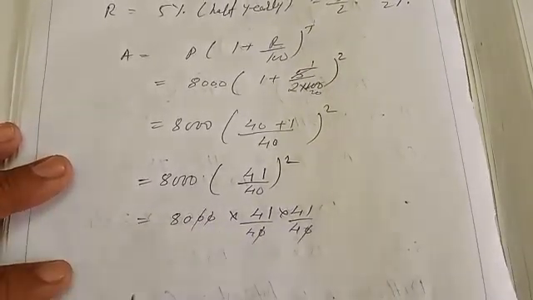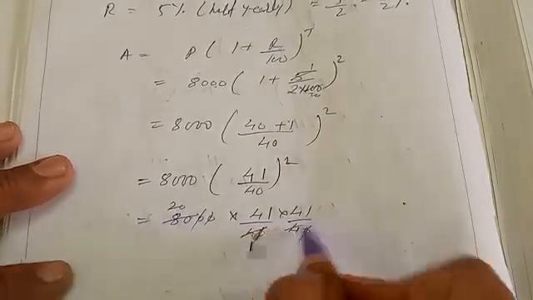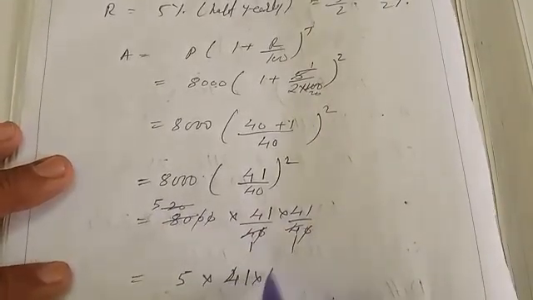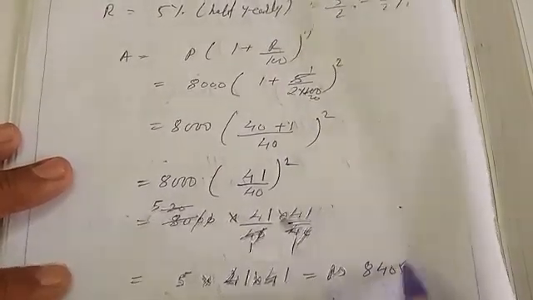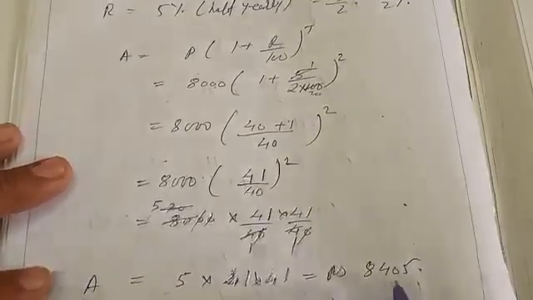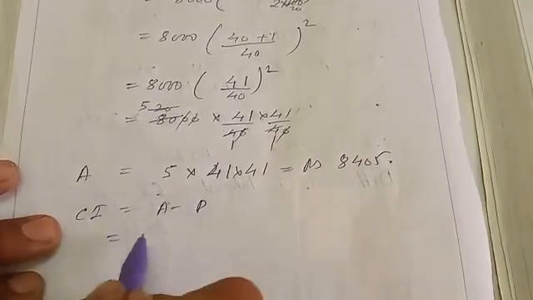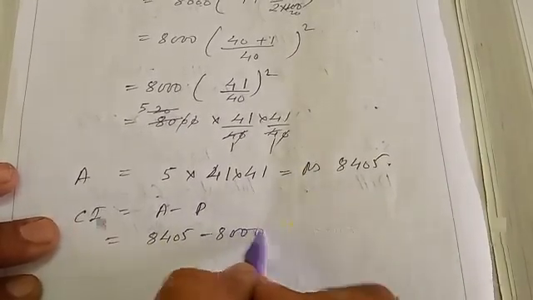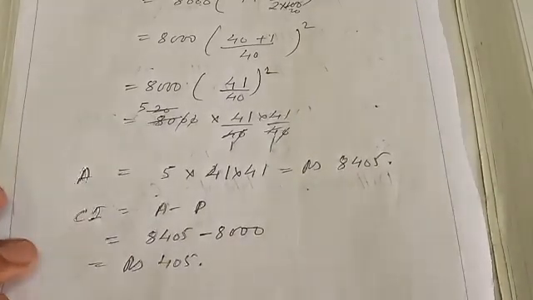Cancel this 0 0. Now with the table of 4. 4 1s are 4, 4 20s are 80, 4 1s are 4, 4 5s are 20. That means 5 into 41 into 41. That is rupees 8,405. That is the amount you got, rupees 8,405. Now you have to find compound interest. The formula of compound interest is amount minus principal. Amount you got 8,405 minus principal is 8,000. If you subtract, you will get rupees 405 as compound interest. Is it clear?